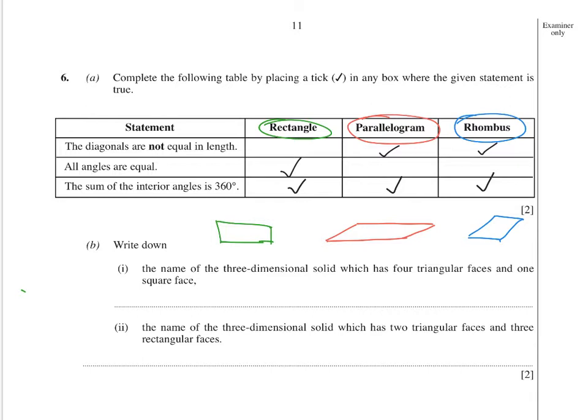Write down the name of the three-dimensional solid which has 4 triangular faces and 1 square face. That is what you see in Egypt, and we call it a square-based pyramid.